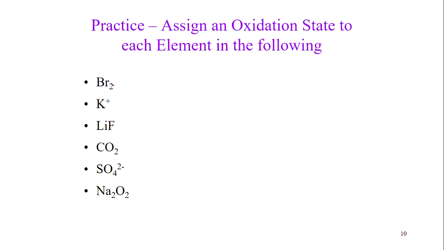So I'm going to ask you, pause the video and answer the question. What is the oxidation number or oxidation state of each element? Br2, this is a molecule, so it's going to be 0. As you see here, 0, rule 1. Potassium ion is a monoatomic ion, so you are going to say 1 positive. LiF, what is the charge for Li, what is the charge for F? Li is group 1, 1 positive. F, I ask you to memorize that, 1 negative.